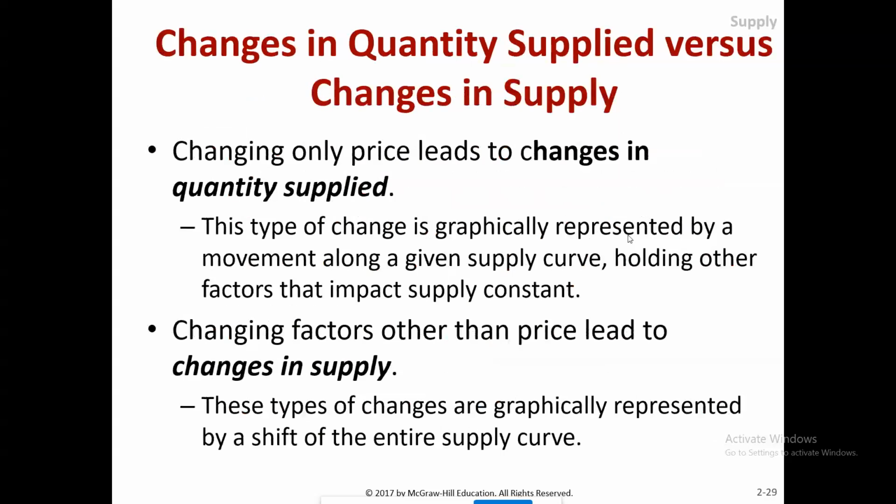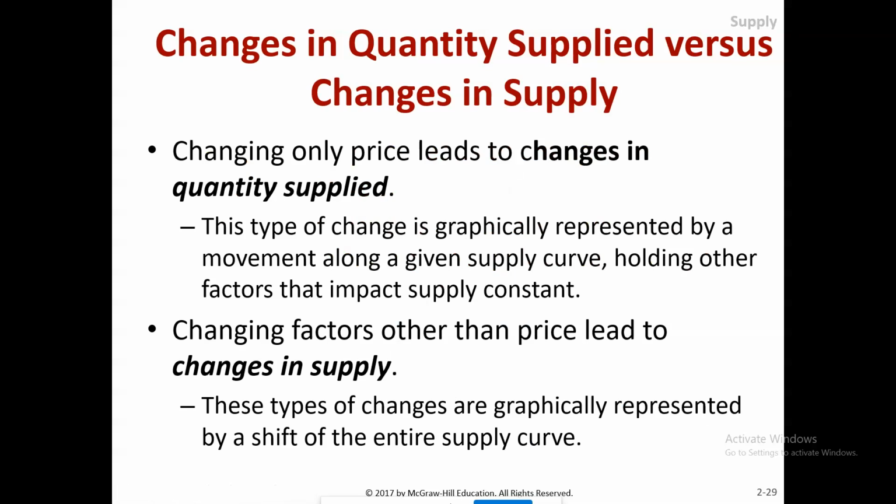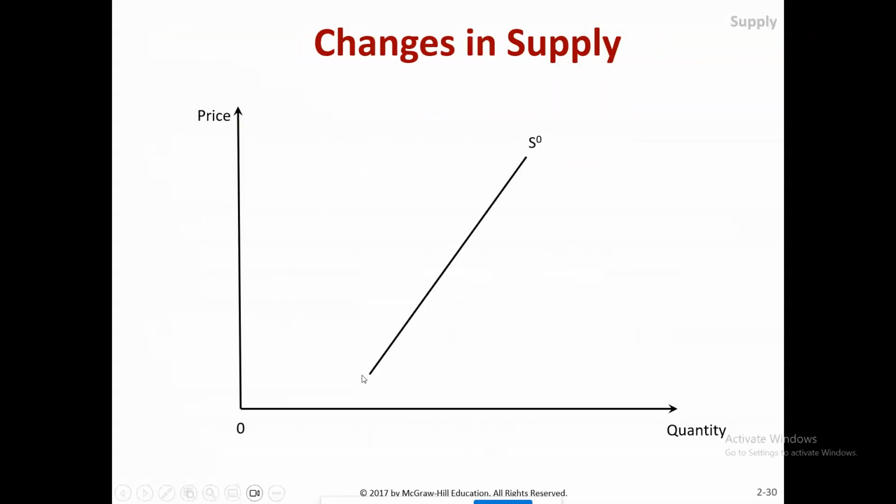Now I want to emphasize the difference between change in quantity supplied and change in supply. Again, changing only price leads to changes in quantity supplied. It is a movement along the same curve. The supply curve doesn't change: price increase, quantity supplied increase; price decrease, quantity supplied decrease. But if any factors other than price change, that will lead to a whole supply relationship change. The original supply relationship does not hold anymore.